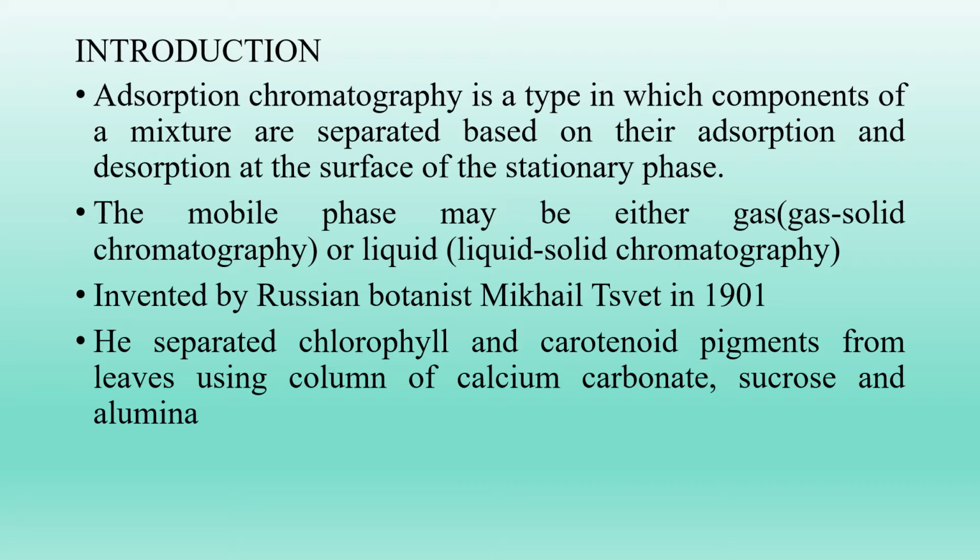are separated on the basis of the adsorption and desorption of the different components of the mixture on the surface of the stationary phase. Here we can use either a gas or a liquid mobile phase. If we are using gas as the mobile phase, it is gas solid chromatography, and if it is liquid, it is liquid solid chromatography. It was invented by Mikhail Svet in 1901, who used it to separate chlorophyll and carotenoid pigments from leaves, using a column of calcium carbonate, sucrose and alumina.